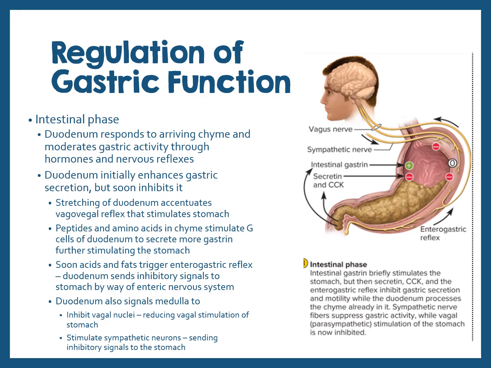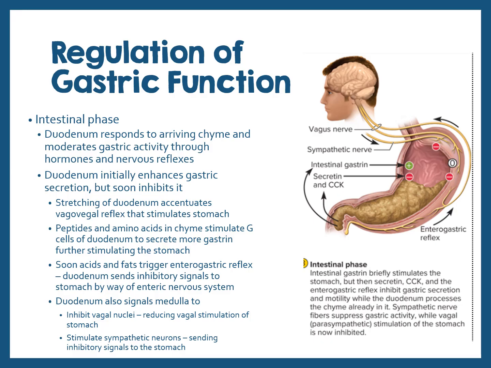However, shortly after, acids and fats will trigger the enterogastric reflex. The duodenum will send inhibitory signals to the stomach through the enteric nervous system. So secretins, CCK, and the enterogastric reflex will inhibit these gastric secretions and the gastric motility while the duodenum is processing the chyme that it already has in it.